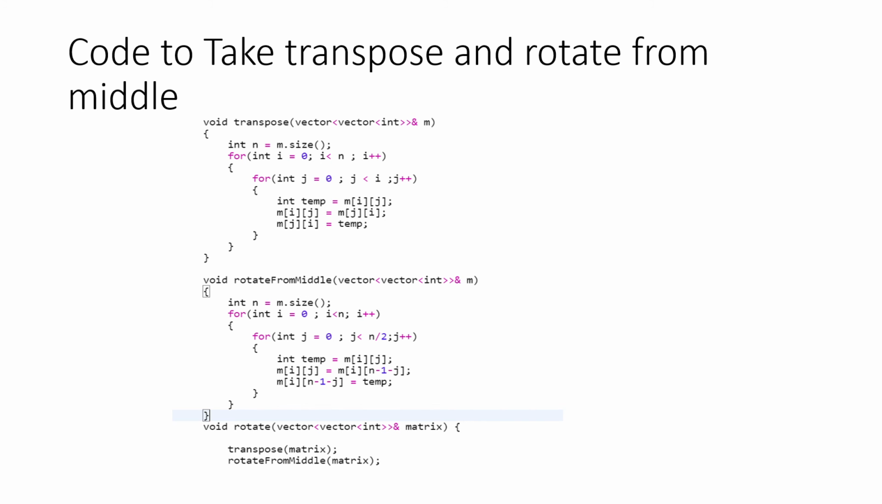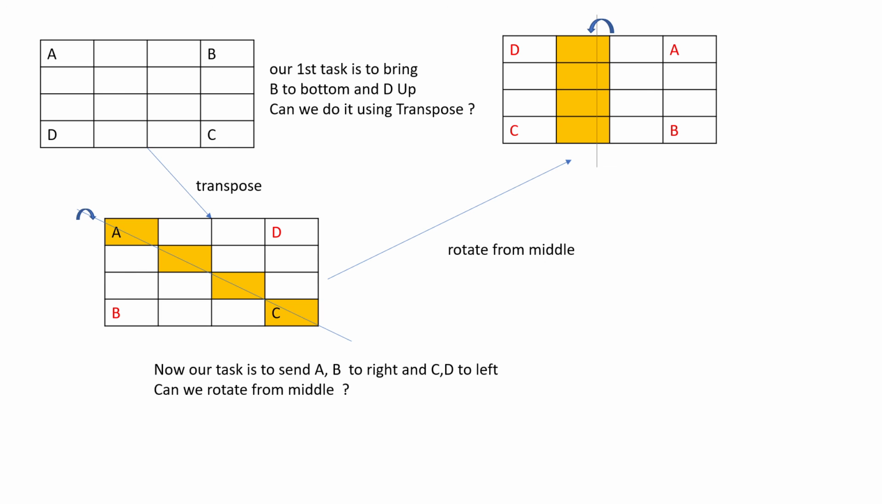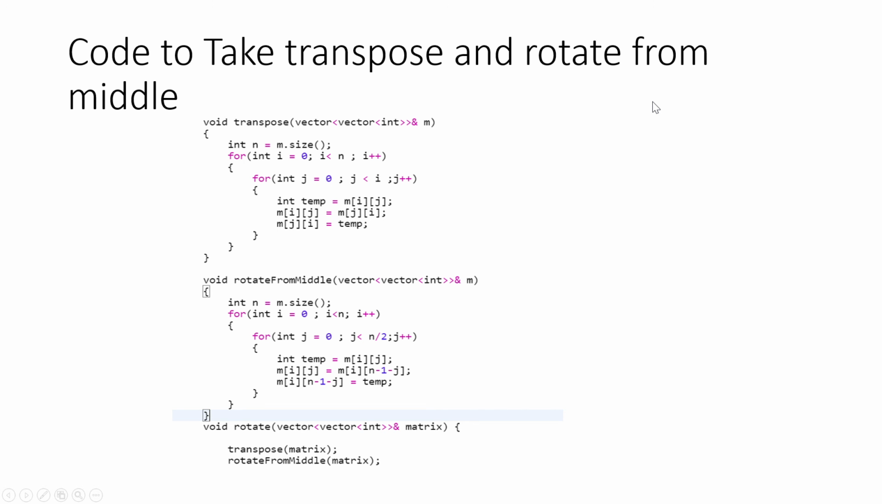Now for rotating from the middle, what we saw is that this row will become this row, and this row will become this row. So for every row we need to rotate from the mid column. We are taking all the elements that are before the n by 2 column, and we are swapping them with the n minus 1 minus jth column. So this is the complete solution. For rotate, we will first do the transpose and then rotate from the middle.